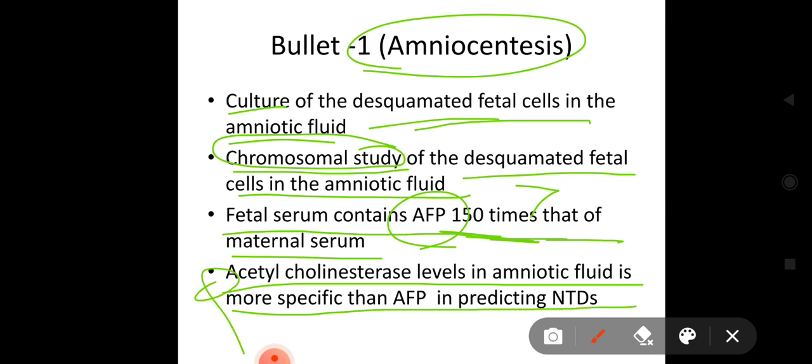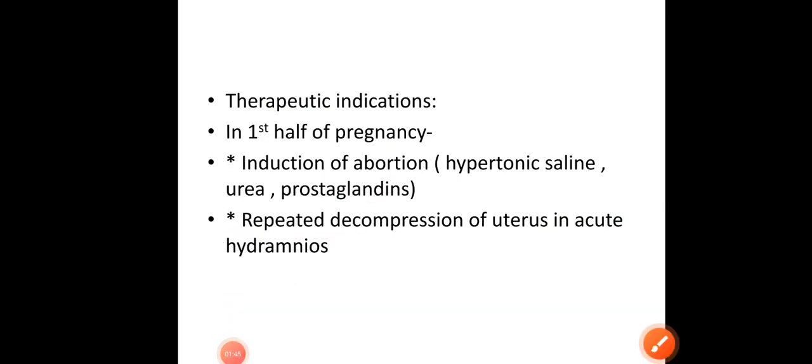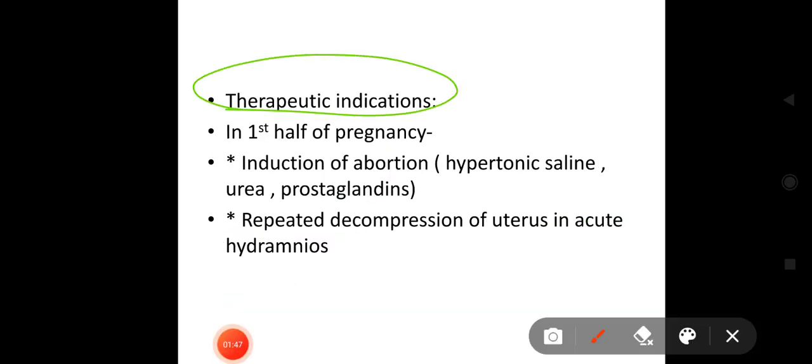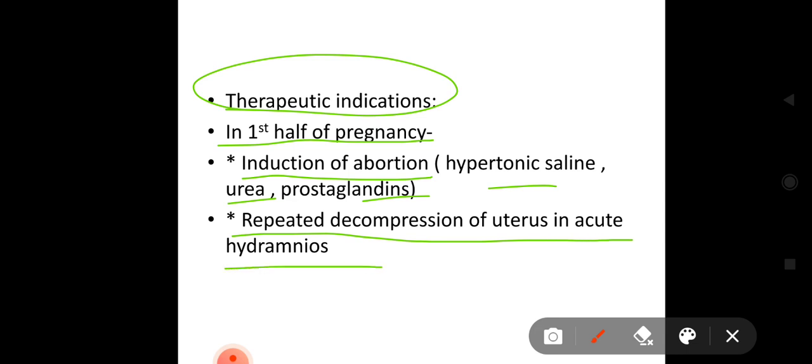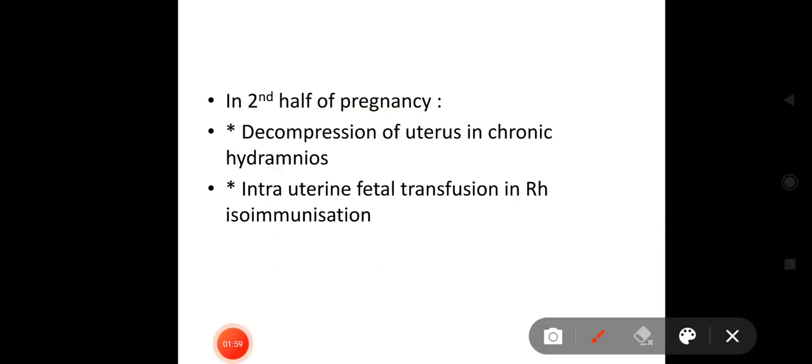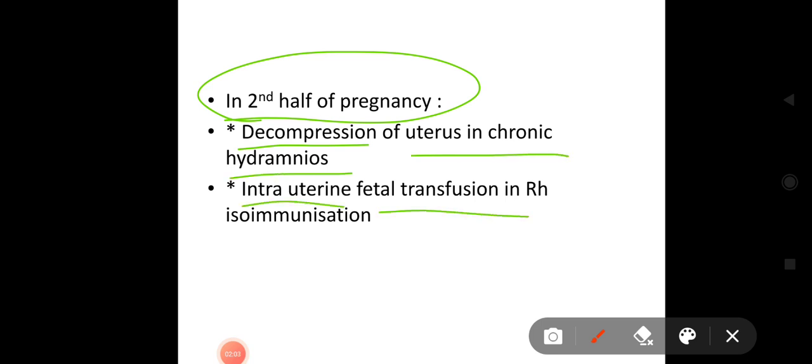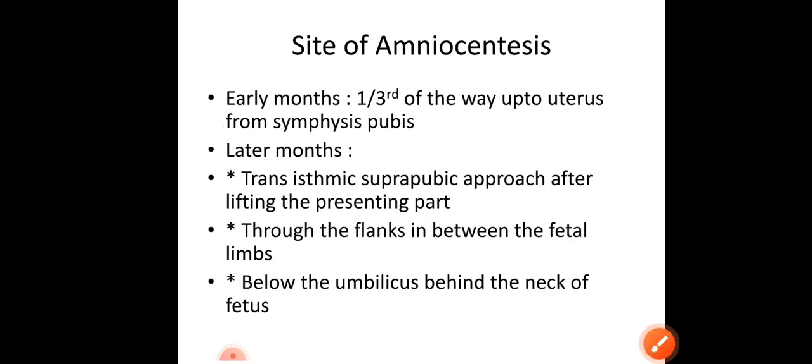This is an important question: which is more specific for predicting neural tube defects in amniotic fluid? So acetylcholinesterase is more specific as compared to alpha-fetoprotein. Therapeutic indications of amniocentesis in first half of pregnancy: induction of abortion, we give hypertonic saline, urea and prostaglandins; repeated decompression of uterus in acute hydramnios. And in second half of pregnancy, what are the indications of amniocentesis? Decompression of uterus in chronic hydramnios and intrauterine fetal transfusion in RH isoimmunization.